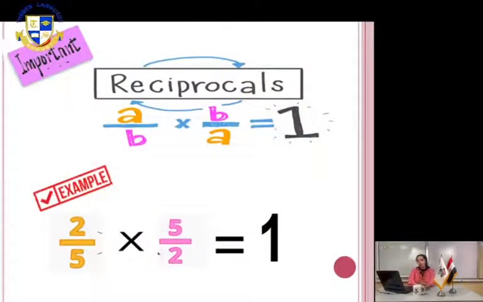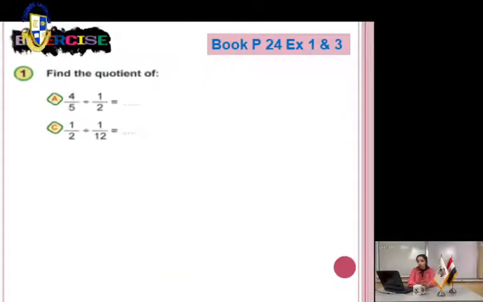We have here another exercise. Find the quotient of 4 over 5 divided by 1 over 2. Keep, switch, flip. 4 over 5, it will be the same 4 over 5. Divide will be multiply. Flip the fraction, it will be 2 over 1. And the final answer will be 8 over 5.